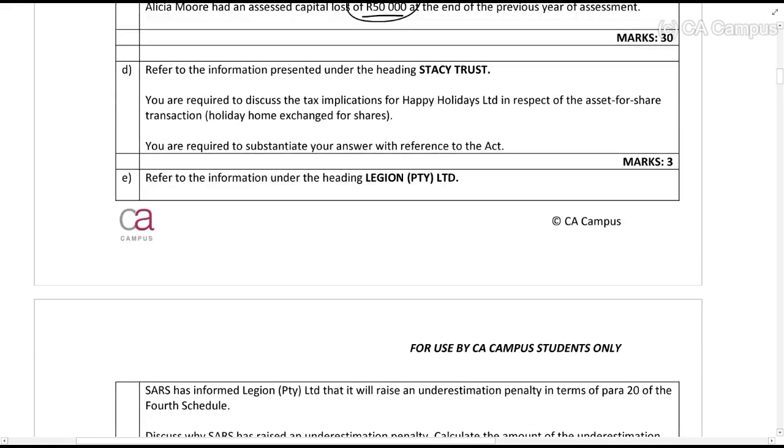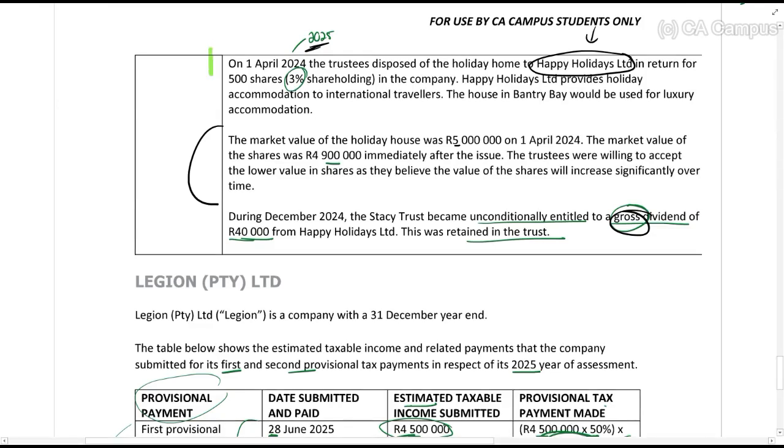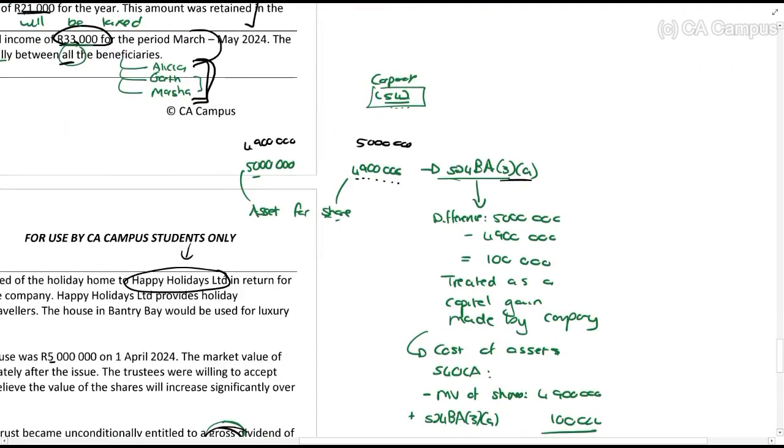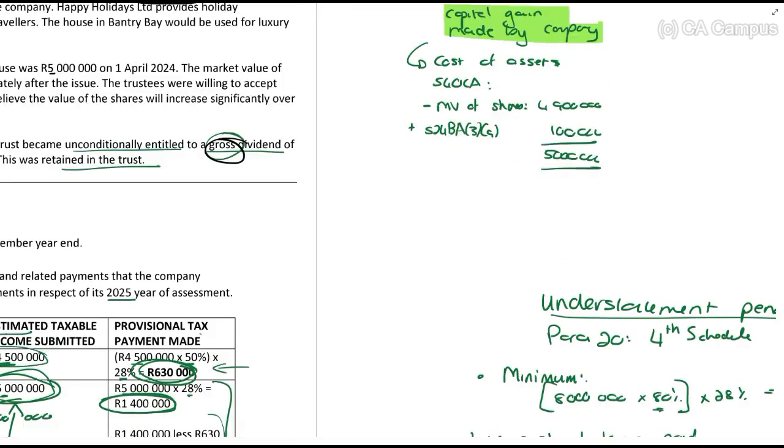Question D then says, refer to the information on the Stacy Trust. What are the tax implications for Happy Holidays for the asset-for-share transaction? So this is this Happy Holidays area which we spoke of. So I'm going to remind you. Per section 24BA(3A), because the market value of the asset, 5 million, exceeds the market value of the shares, that 100,000 rands is treated as if it's a capital gain that was made by Happy Holidays. And so that would just include that into the CGT calculation.